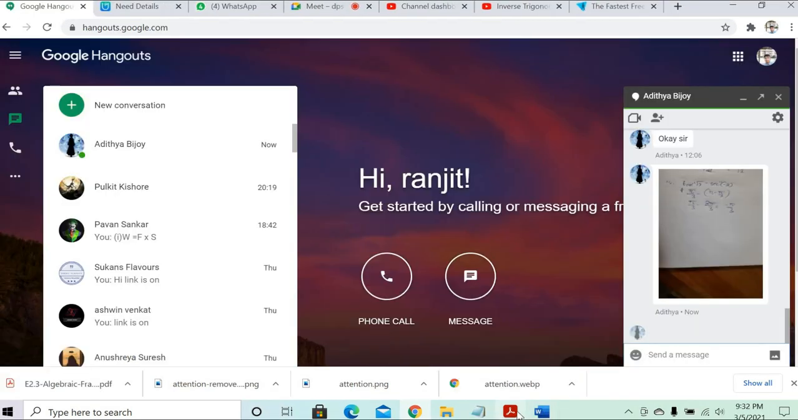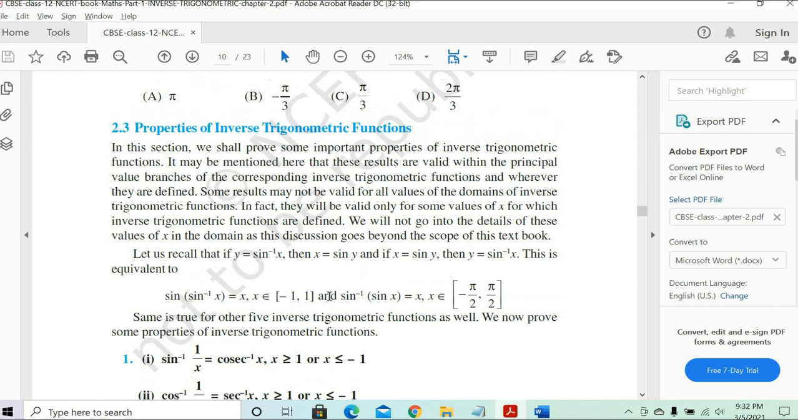Good. You understood this part. Now let's go to the properties of the inverse trigonometric functions. Correct? Now what are the properties we have? Let's try to understand that and we'll come to know.